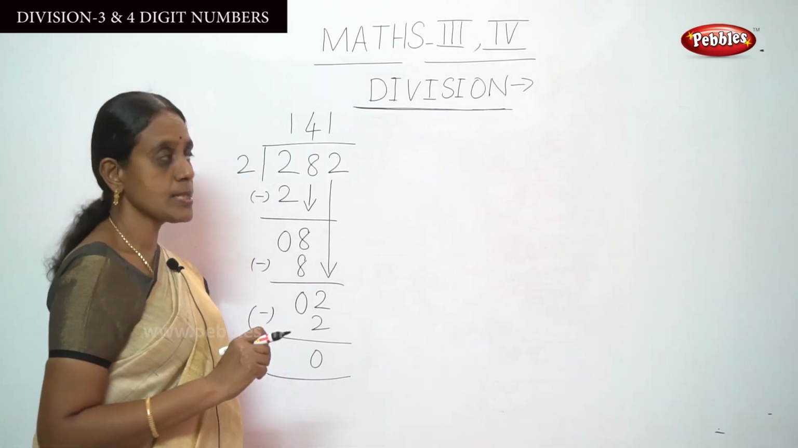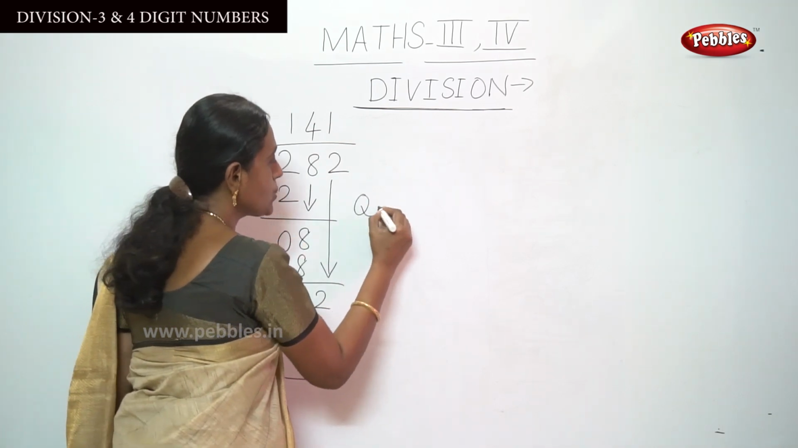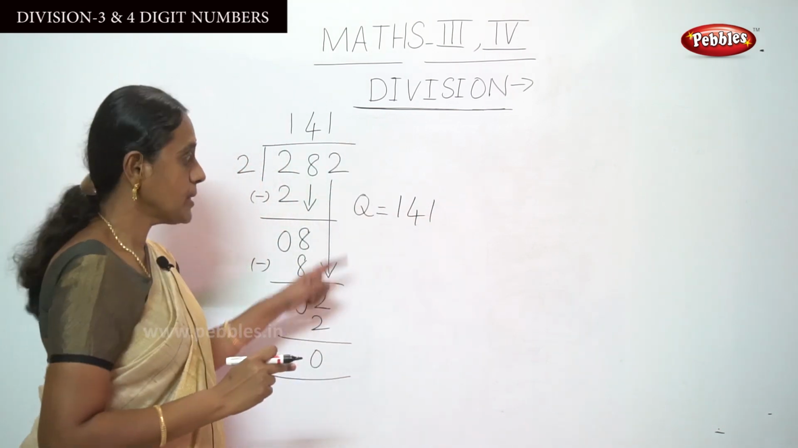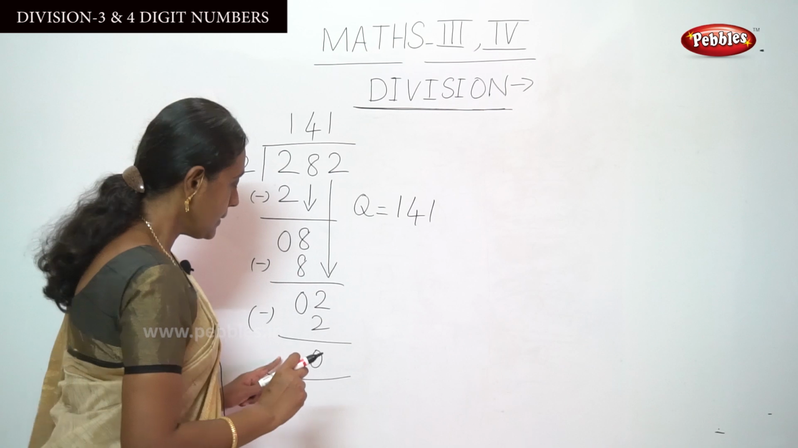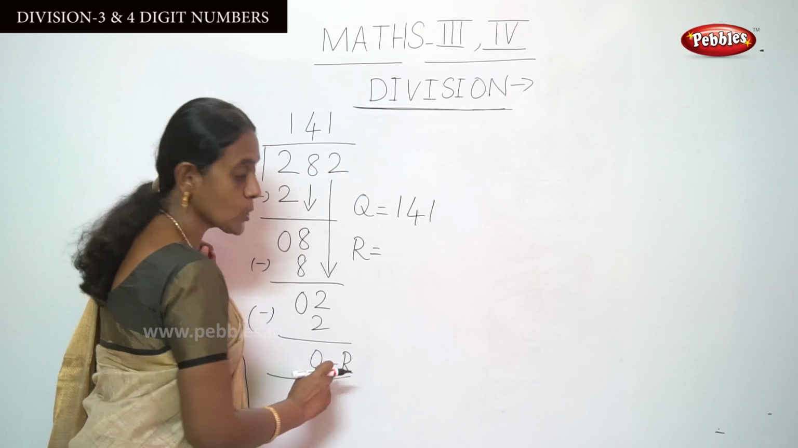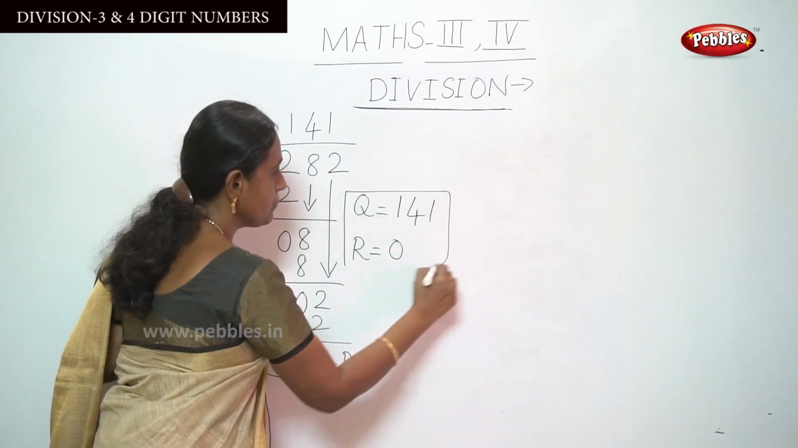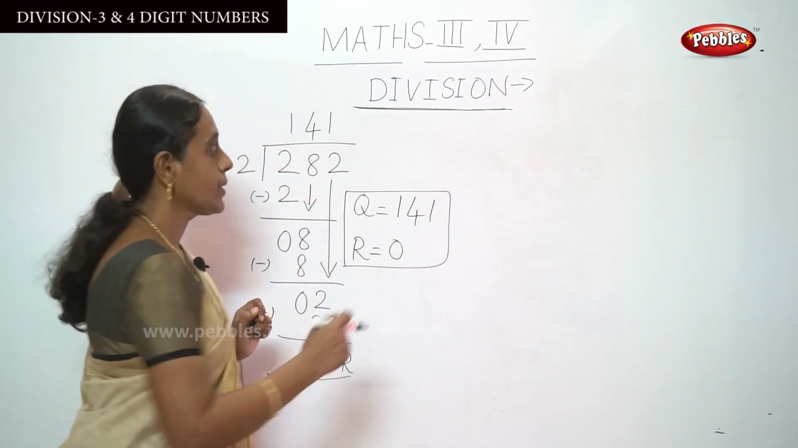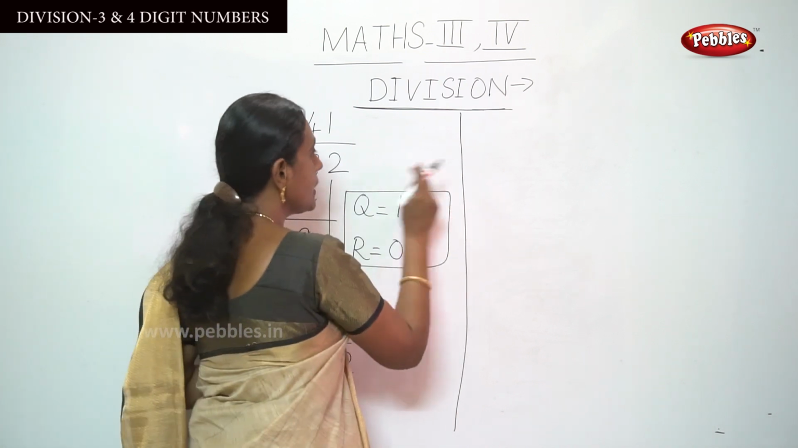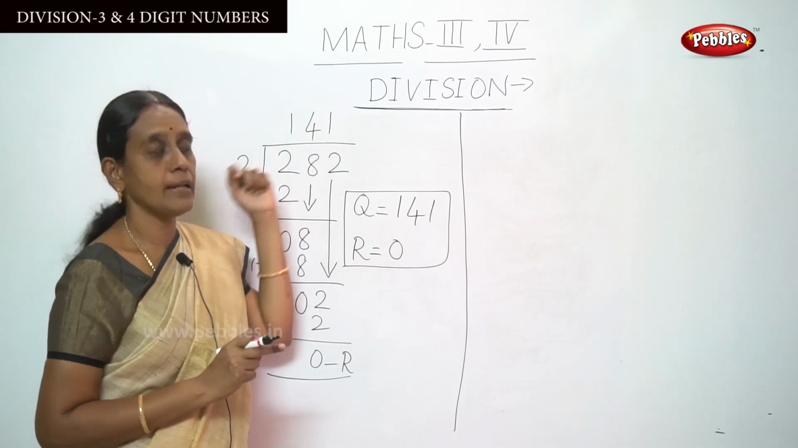For a division sum, you should write the answer in this method: quotient is equal to 141. This Q mentions the quotient, and the leftover number is called the remainder, that is 0. So this is the answer for this division sum. Another sum we are going to do is a 4-digit number with a single-digit number, in your grade level, 3rd standard.